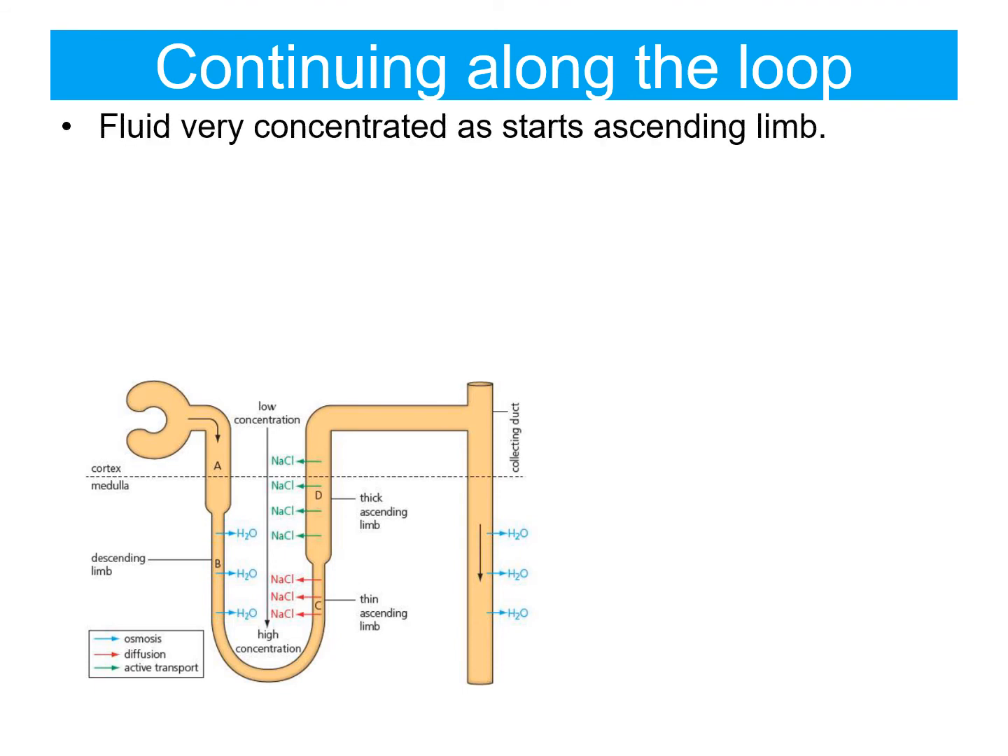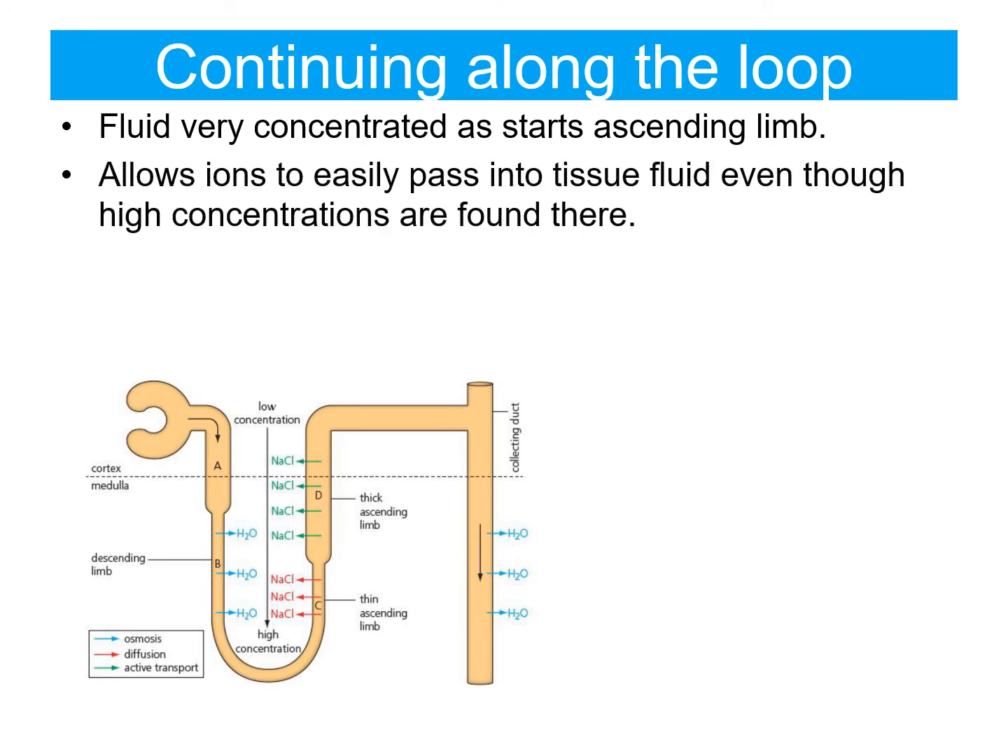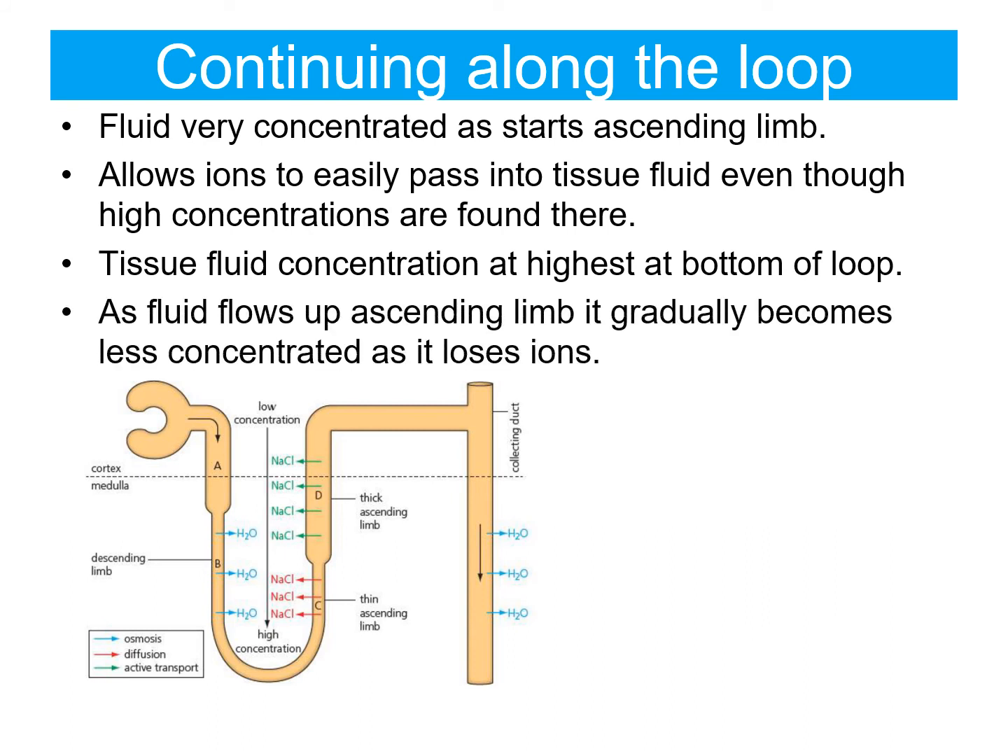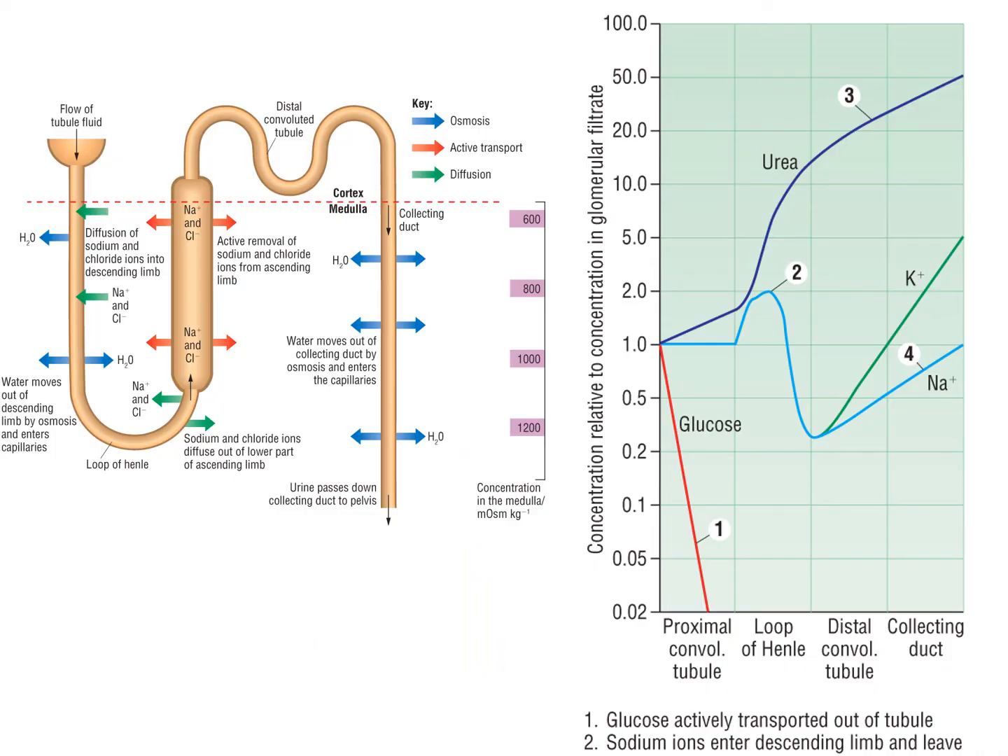As we continue along the loop, as I just said, fluid becomes very concentrated. It starts the ascending limb, but because the ions leave, the fluid concentration starts to drop, and therefore it becomes gradually less concentrated. Now you should be able to explain what happens along these different stages.